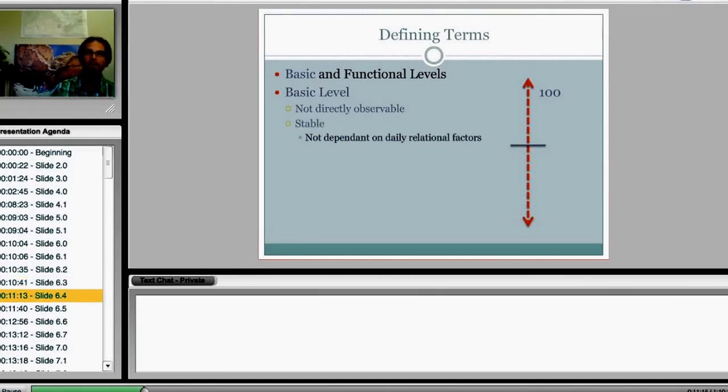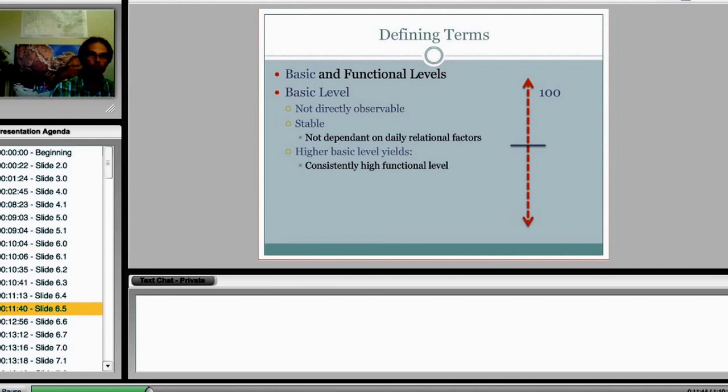The basic level is not dependent upon the day-to-day stress that we all experience. It's going to be stable, and it runs through all of our day-to-day interactions, whether we're having a good day or a bad day. The basic level is going to be an indicator of how we've learned to cope with those stressors, and we'll get into this in just a second.